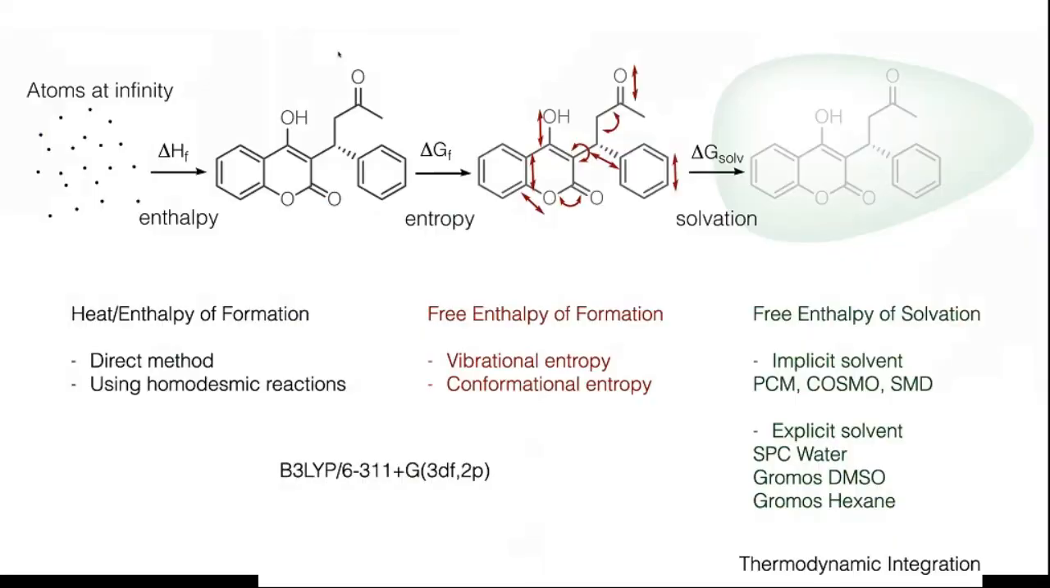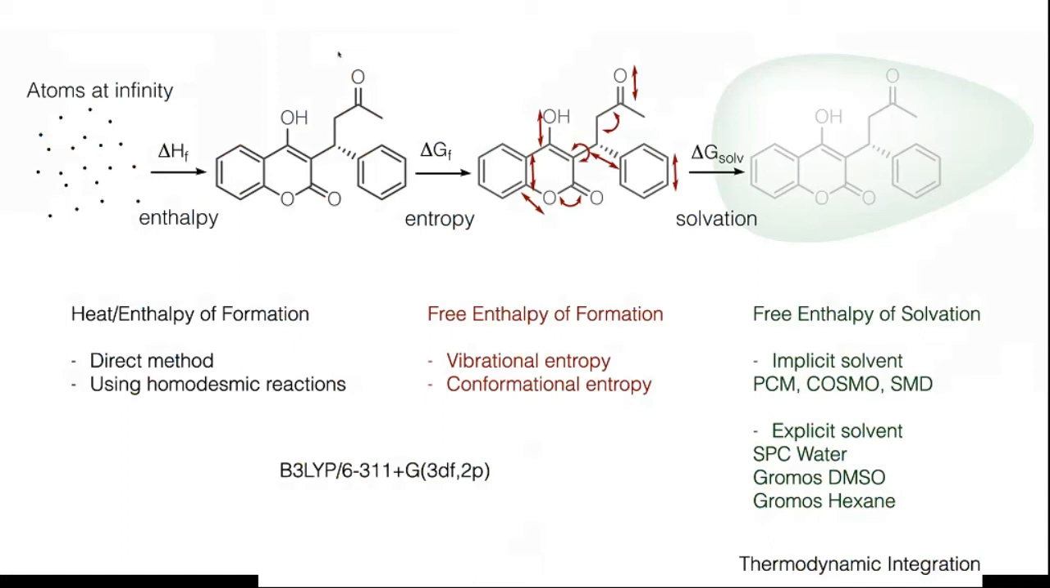So what we did was, because we are looking at the tautomers, we thought we would look at the whole process of that molecule's formation in water. So going from the left, we are looking at the atoms which are at infinity. You look at the heat of formation, that is, what is the enthalpy required to combine these atoms to form this molecule in the gas phase or vacuum. And then you add an entropy component, and then what is the free energy required to transfer this molecule from vacuum or the gas phase to the solution. So we are looking at the enthalpy of formation, entropy, and the free energy of solvation.